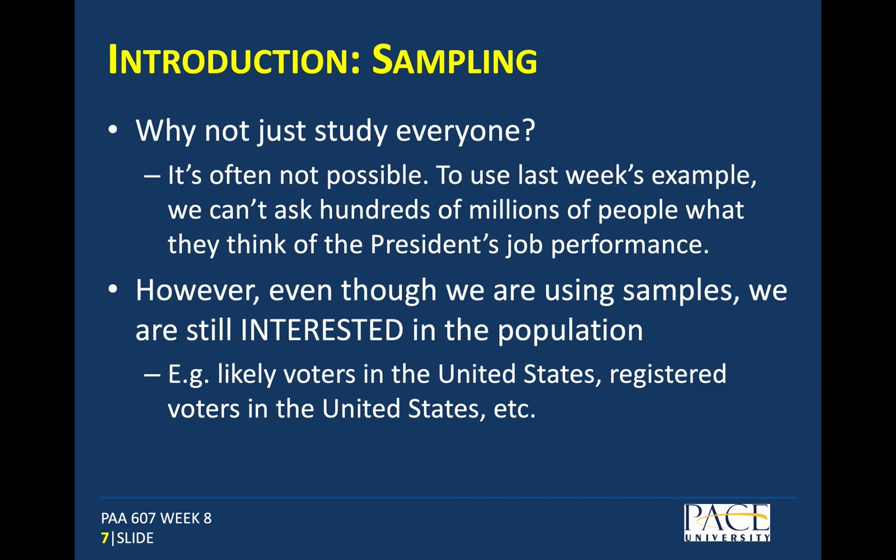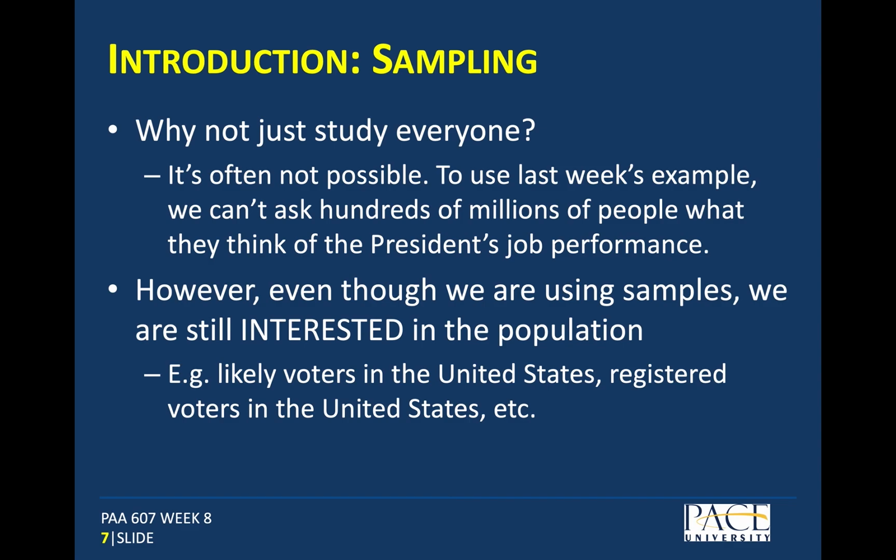So what we do instead is we sample. But even though we're using samples, we're still interested in the population. So in this case, we're interested in likely voters in the United States or registered voters in the United States. And you see this again on television: among likely voters in the United States, X% of people approve of the president's job performance.